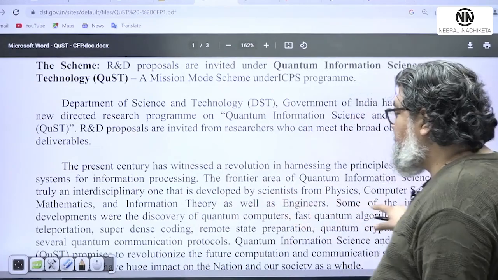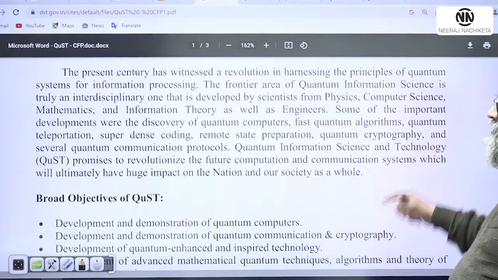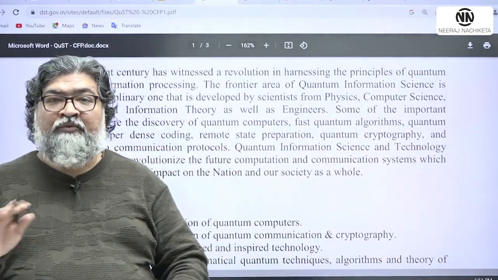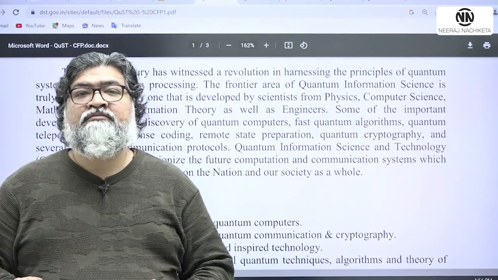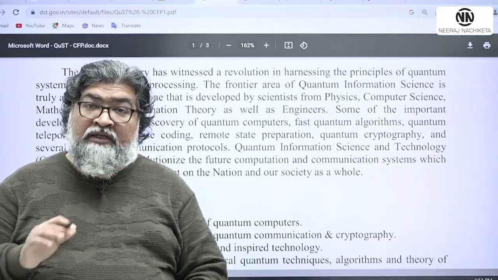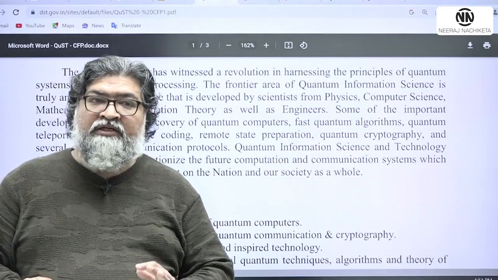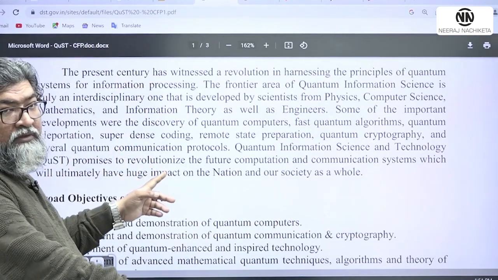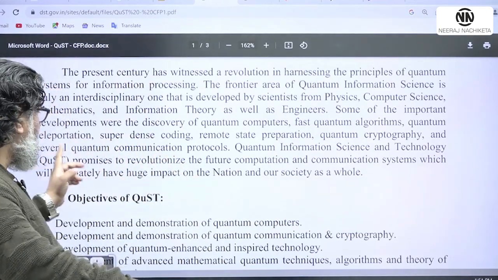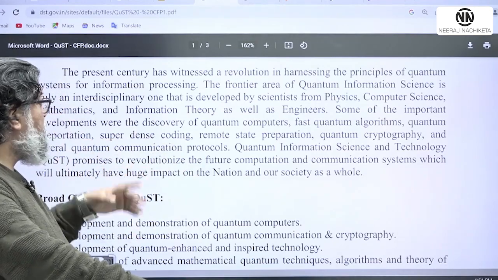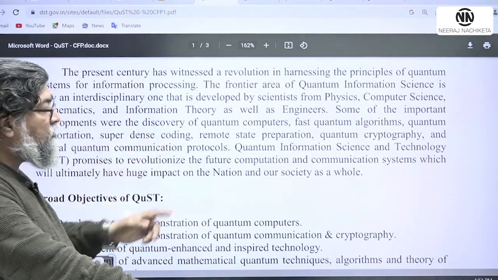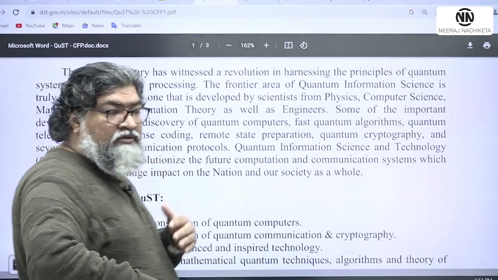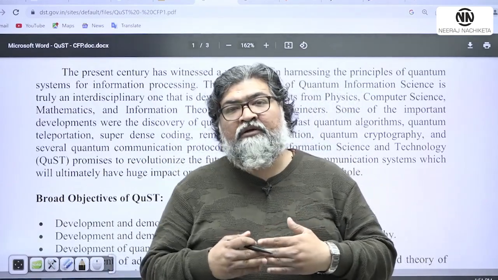So here is the revolution in quantum information science. Now what is very important in terms of research here? One is the computation, second is mathematics, right? Third is data analysis, data processing; all this comes into that. So here it involves areas of quantum computing, quantum algorithm, quantum teleportation, that's sending over a long distance, super dense coding, remote state preparation, quantum cryptography, several quantum communication protocols. So we are slowly developing and building that kind of a system.